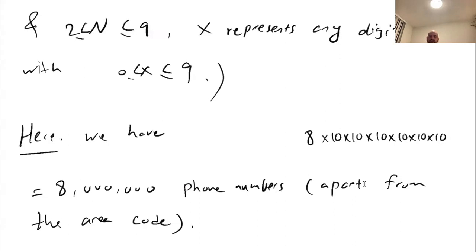So that is 8 million boxes. If I had 8 million people, then one area code would be enough, because apart from the area code, I have 8 million distinct phone numbers. Everyone could have one distinct phone number and everyone would be happy. But once I have 8 million and 1 people, according to the pigeonhole principle, I will have at least 2 people with the same phone number, which is not good.